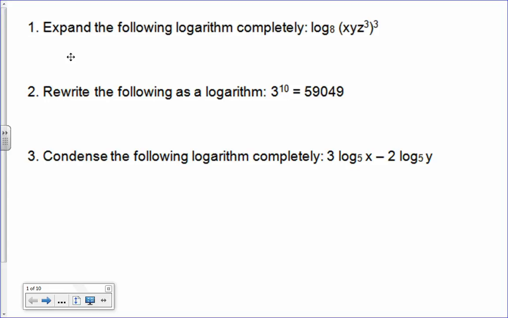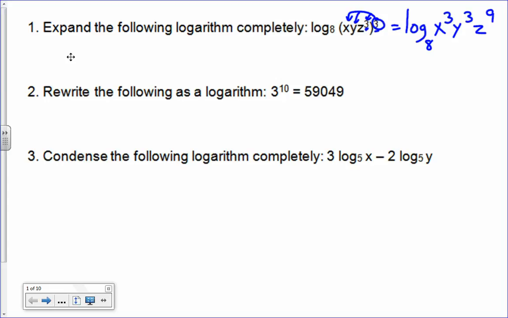Okay, so if you look at number 1, it says expand the following logarithm. That means you're going from one log to multiple logs. The first thing you should see is this 3 outside the parentheses. It has to distribute to the x, the y, and the z. So this should become log base 8, x to the third, y to the third, and that z gets a power of 9 because you multiply the power of 3 that's already on the z with the 3 outside, and that becomes 9. And now what you see is multiplication.